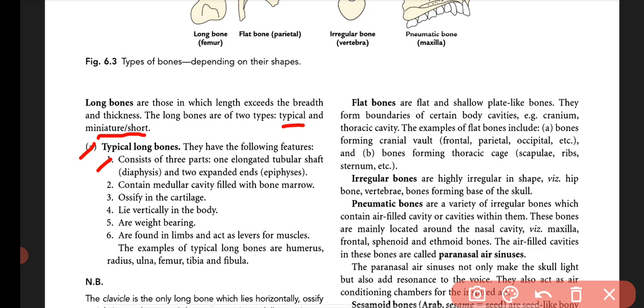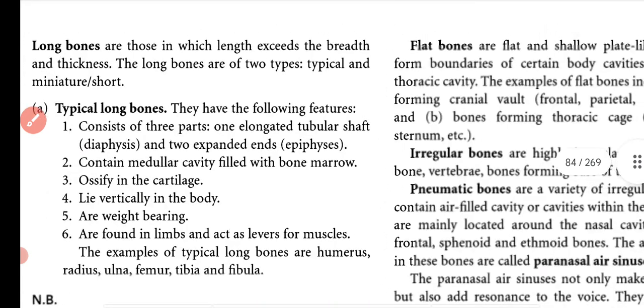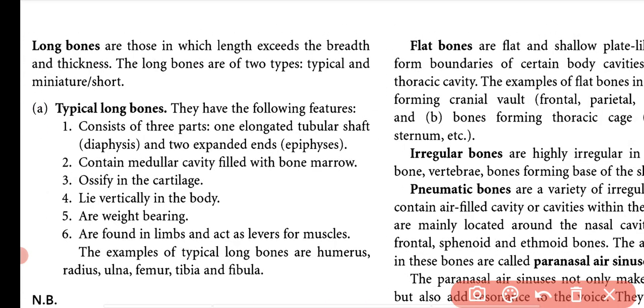Number one, they consist of three parts. One, the elongated tubular shaft. Two, the extended ends, upper end and lower end. The shaft portion is also known as the diaphysis, and the expanded ends on both sides are also known as the epiphysis.